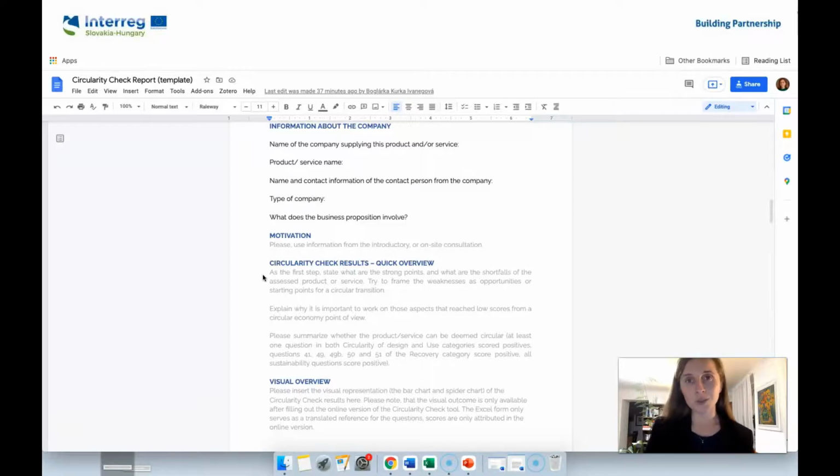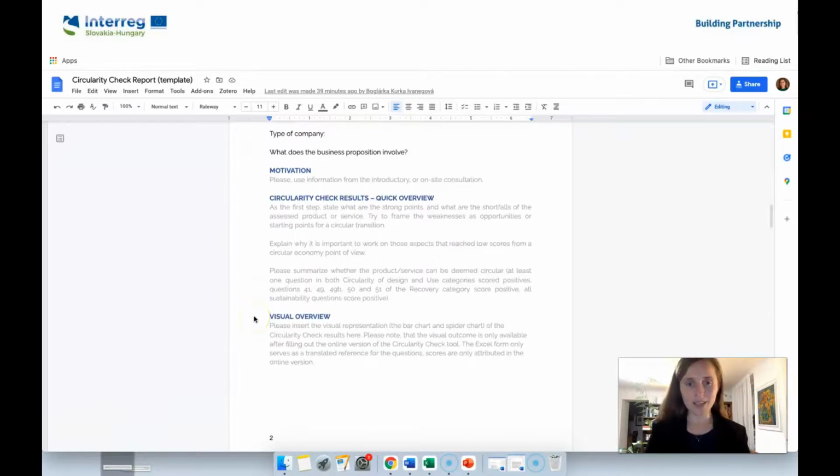But to recapitulate, at least one question in the circularity of design and use categories should score as positive. There are certain questions in the recovery section that should score as positive, and all the questions in the sustainability category should also score as positive for the product or service to qualify as circular.